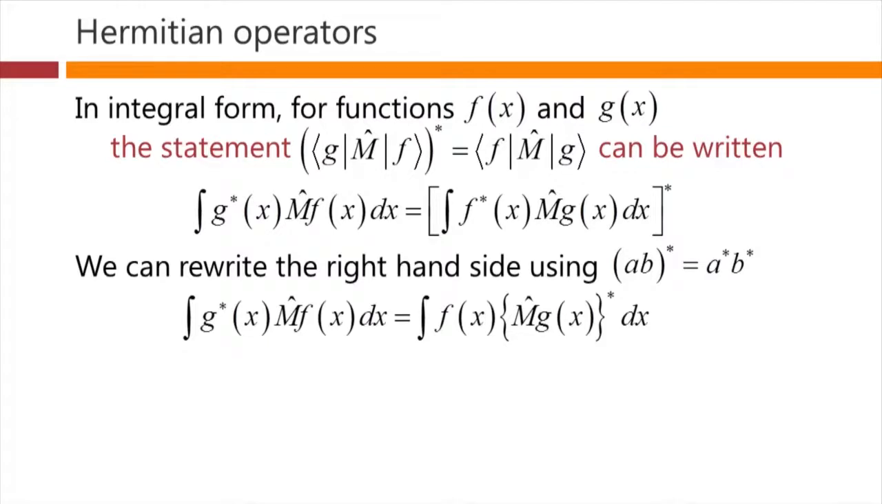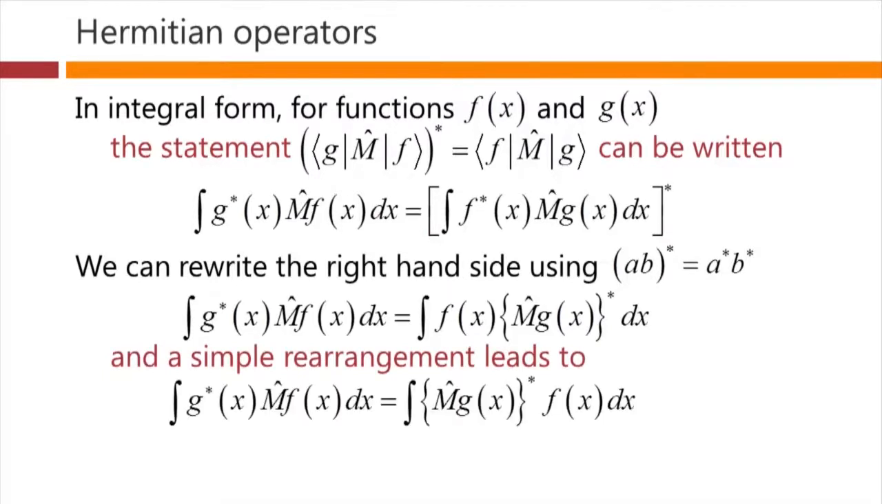And so, rewriting the right-hand side, we can take the complex conjugate of this product by taking the product of the complex conjugates. The complex conjugate of a complex conjugate is just the function. And we've now got a complex conjugate of this portion here. A simple rearrangement of that leads to this expression: the complex conjugate of g times m operating on f is the same thing as m operating on g and taking the complex conjugate of that, and multiplying by f. So this statement is a restatement of this general Hermiticity condition in bra-ket notation.